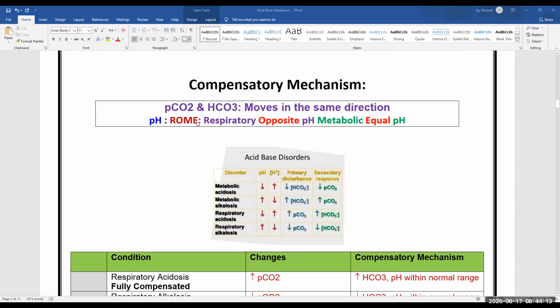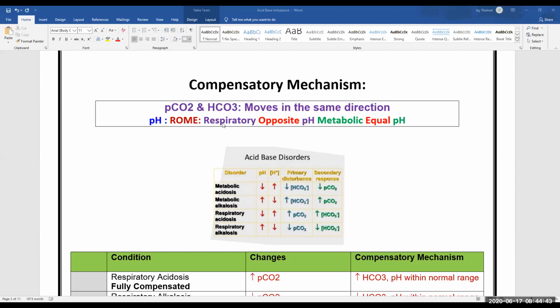So here's your compensatory mechanism. PCO2 and HCO3 move in the same direction, right there. See how they move in the same direction? All right. Now for pH, we use what we call ROME here. ROME means, in order to tell if the issue that you have goes in the same direction as the pH or the opposite direction of the pH, then it says respiratory, opposite of pH.